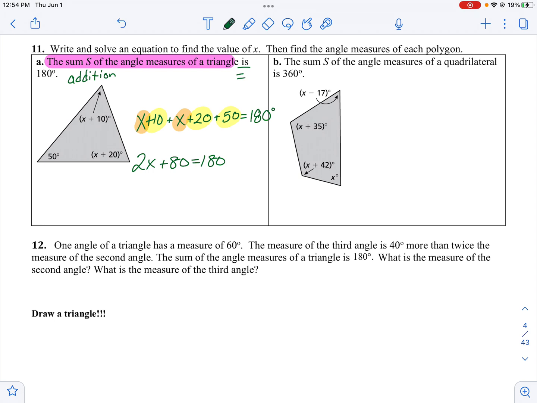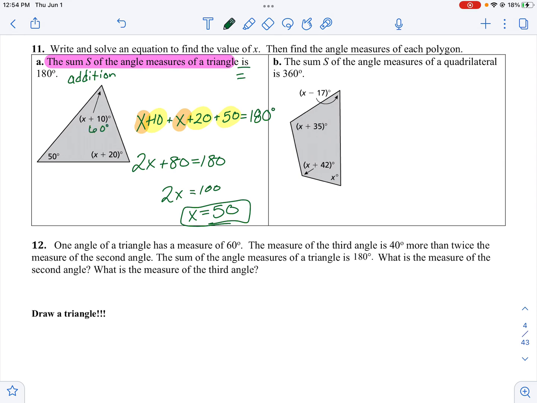And now that's the kind of problem that I'm used to solving. I know how to solve that one. It's a two-step operation. And when I subtract 80 and divide by 2, I should get x is 50 degrees. And we can check our work.